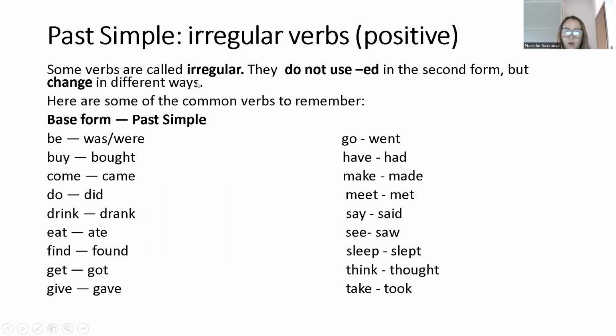Some verbs are called irregular. They do not use the ending ed in the second form, but change in different ways. So it means that we don't add the ending ed to the verb if it's an irregular verb, okay? They have their forms that we have to remember. Common verbs that we meet everywhere are like this: be, was, were; buy, bought; come, came; do, did, and so on.